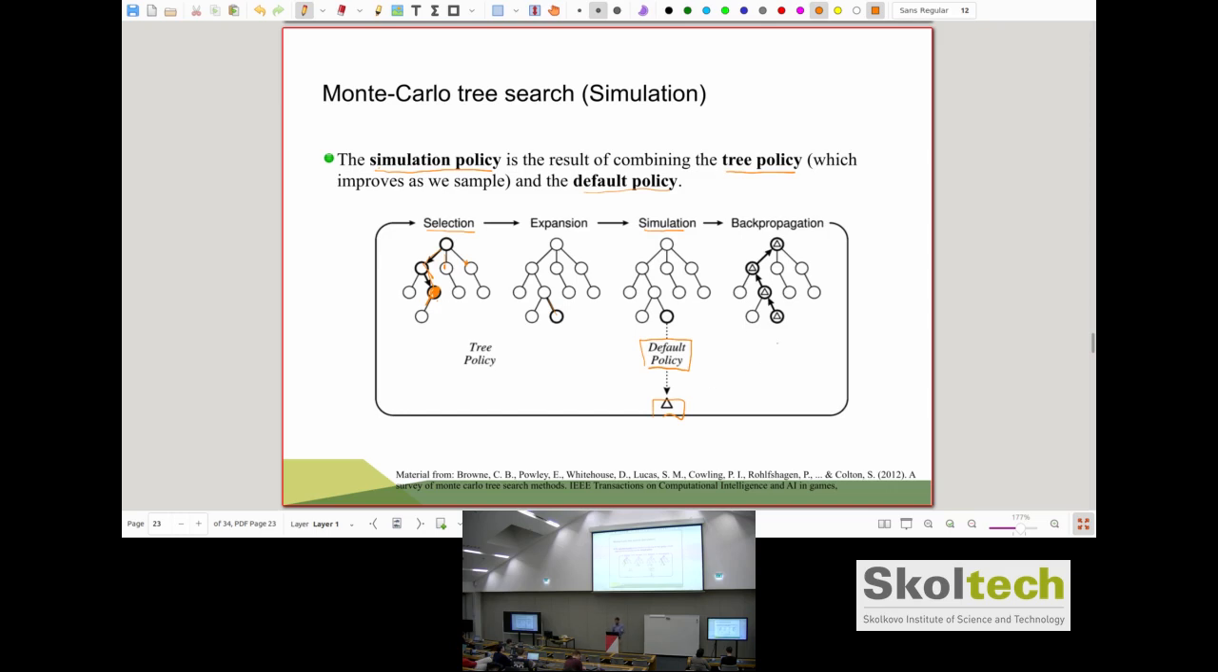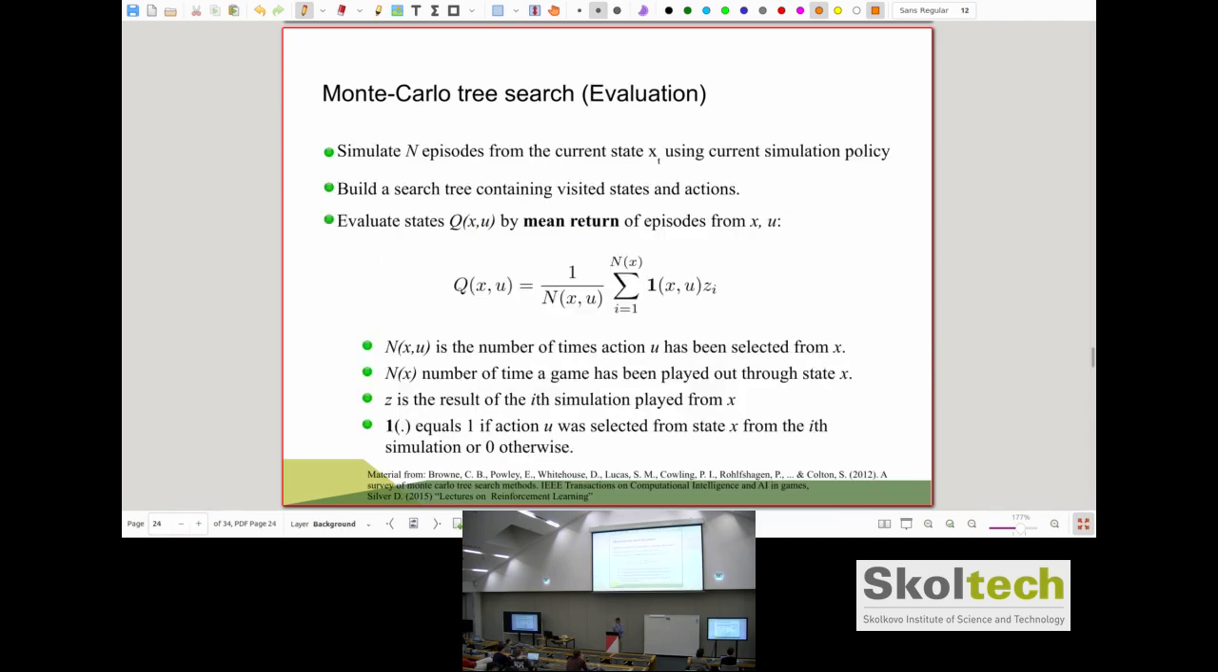And that's it. So the key thing here is this simulation. Once you reach this point in the tree that you don't know, you just let your default policy run. And with this, you can explore depth very, very quickly. And then the other great thing is that you update your result as you go.